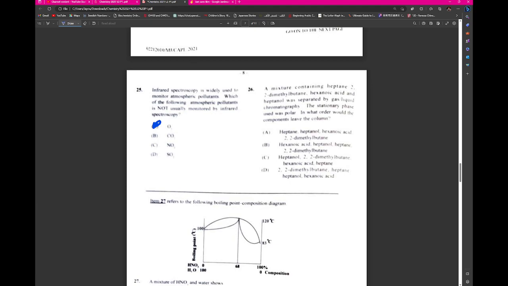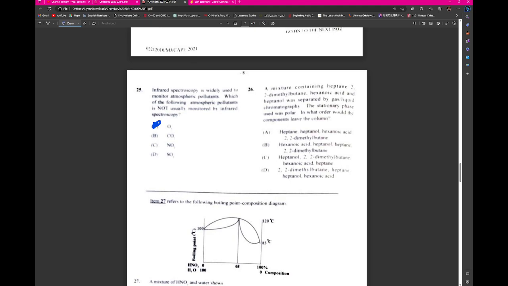So we're saying that the stationary phase is polar, and we're going to look at which ones would leave the column. The ones that leave the column would be less attracted to the polar stationary phase, so they will move much faster than the other components in the mixture, because we're looking at separation.